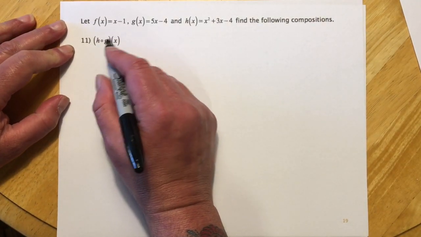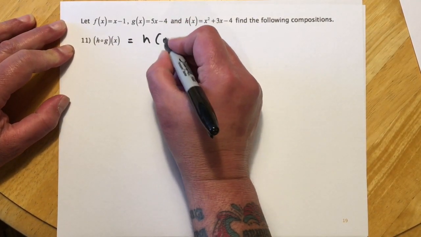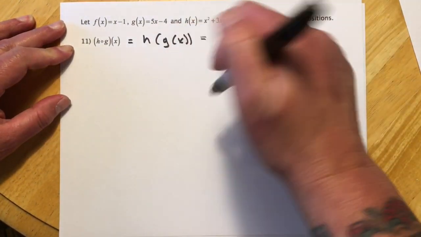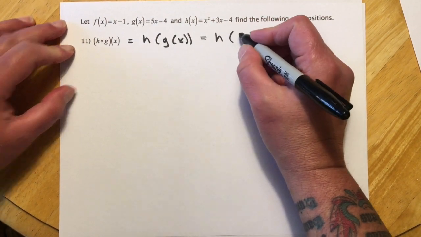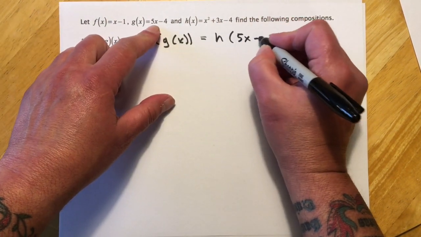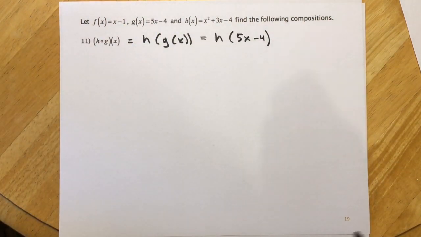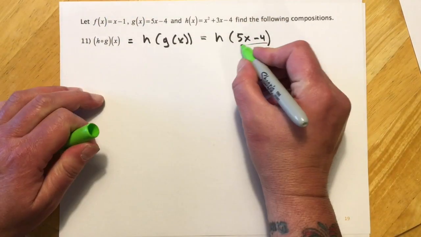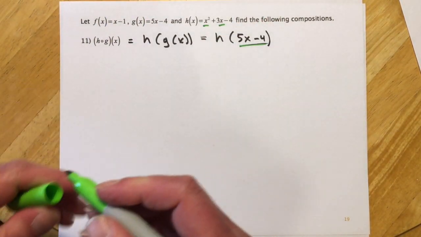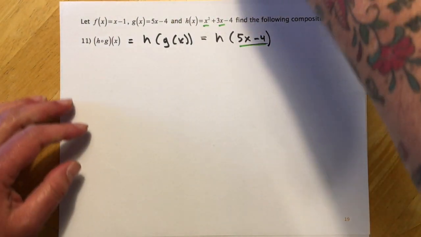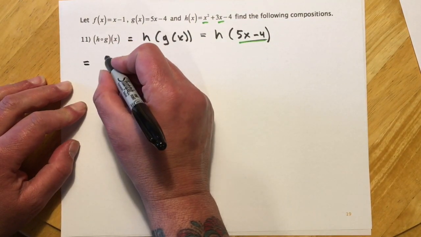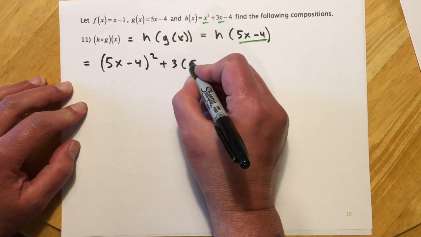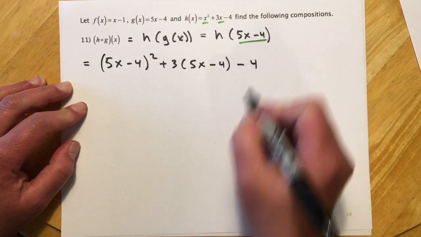Okay, so this one is h of g of x. Again, the other notation would be h of g of x. So this means that g of x is going into h, or we're finding h of 5x minus 4. So that right here is going in there and there. So that's going to look like 5x minus 4 squared plus 3, 5x minus 4, and then minus 4.